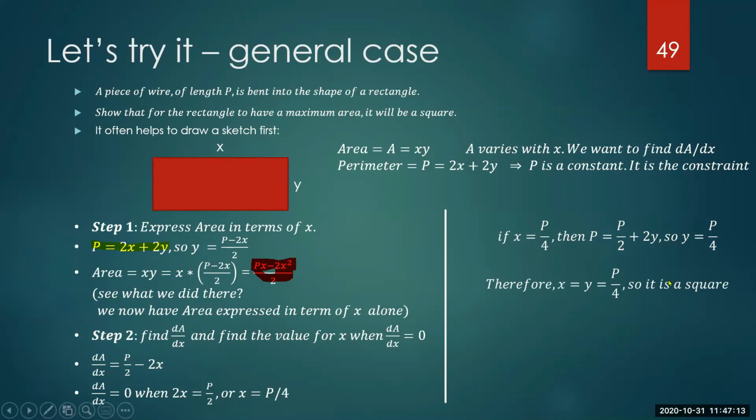So that's a nice simple example of how we perform optimization using differentiation. So finally, we know that dA/dx is equal to p over 2 minus 2x. d2A/dx squared is equal to minus 2. So by getting the second derivative here, we have proven that it's a local maximum.